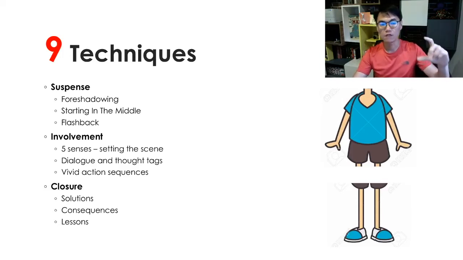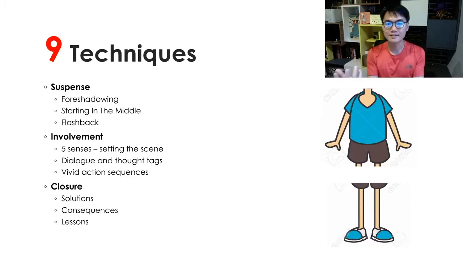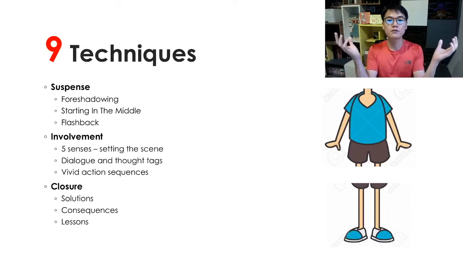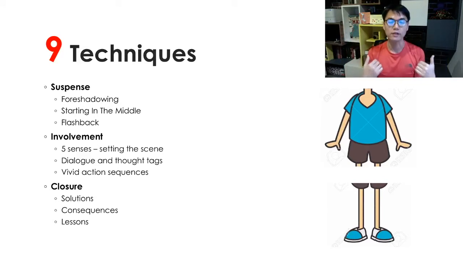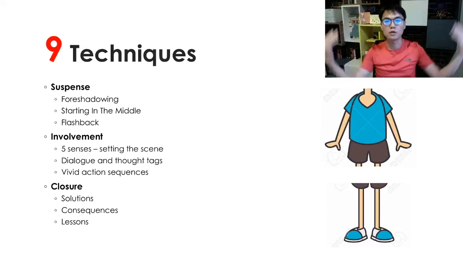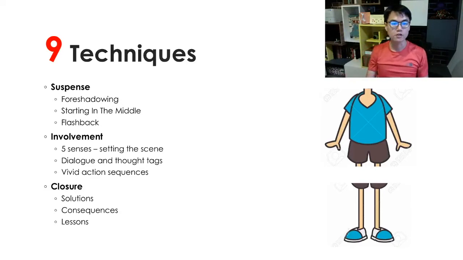Then we have involvement next. And involvement is about how we use our 5 senses to build an immersive environment. Immersive means the reader feels like he's right in the story. He's involved in it. He's like submerged in the world that you've created, alright? So we use our 5 senses. We use dialogue and thought tags, right? And incidentally, dialogue and thought tags were also covered in the previous session under language, right?